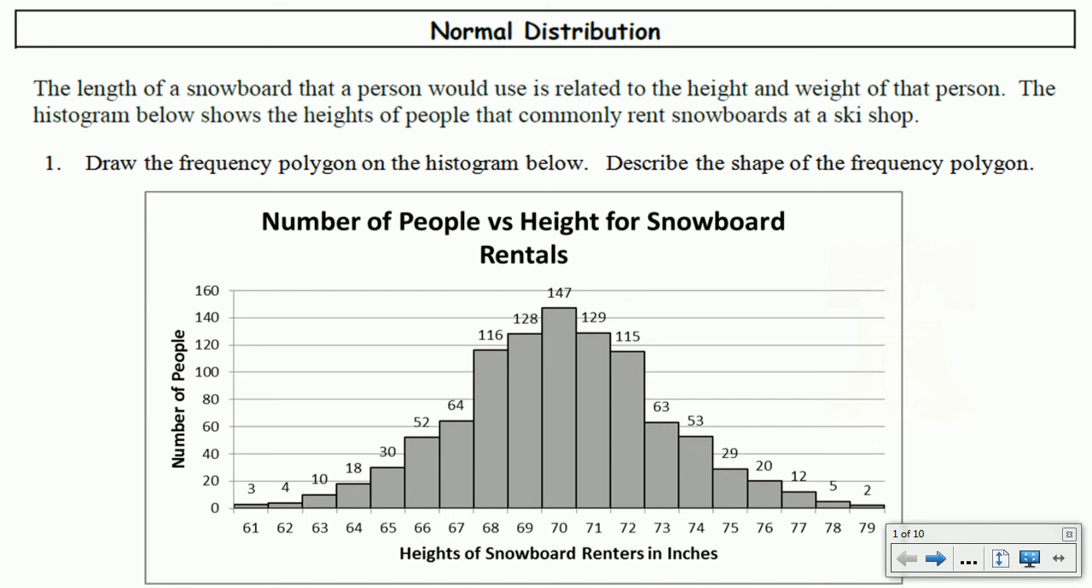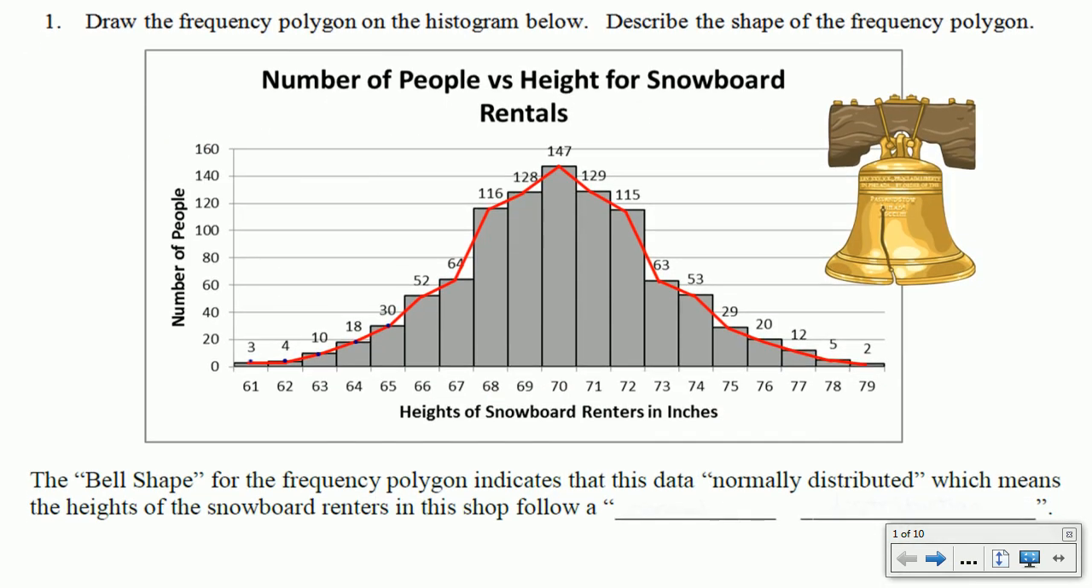The first thing we need to do is draw a frequency polygon on the histogram below and describe the shape of the frequency polygon. So if we're going to draw a frequency polygon, we're going to need to draw little dots at the midpoint at the top of each of these bars and connect them with line segments. Once we've connected all the line segments, the frequency polygon will look like this, which looks a little bit like a bell. The bell shape for the frequency polygon indicates that this data is normally distributed, which means the heights of the snowboard renters in this shop follow a normal distribution.